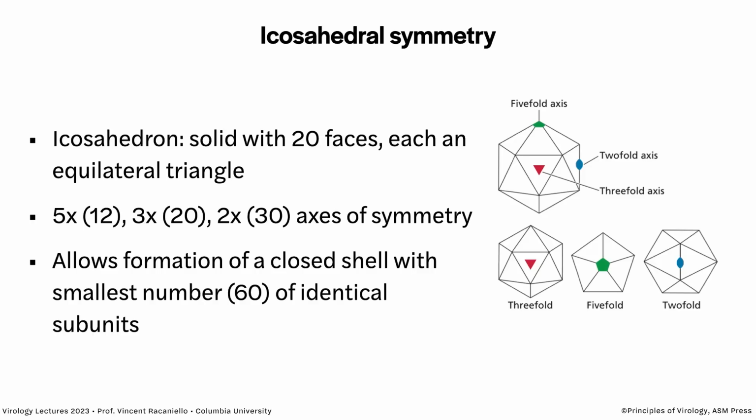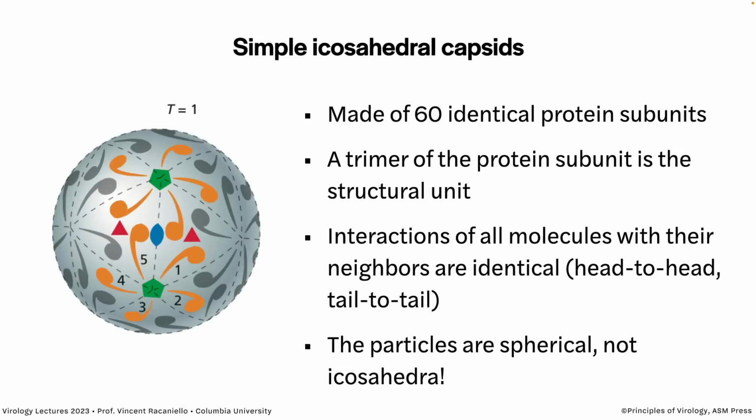Those 3 proteins together form what we have defined in the beginning as the structural unit. And the structural unit is repeated to form the capsid. So for example, there are 5 structural units around the 5-fold axis of symmetry, forming what looks to be a pentamer, in fact, is a pentamer. All right, so let's see how this works.